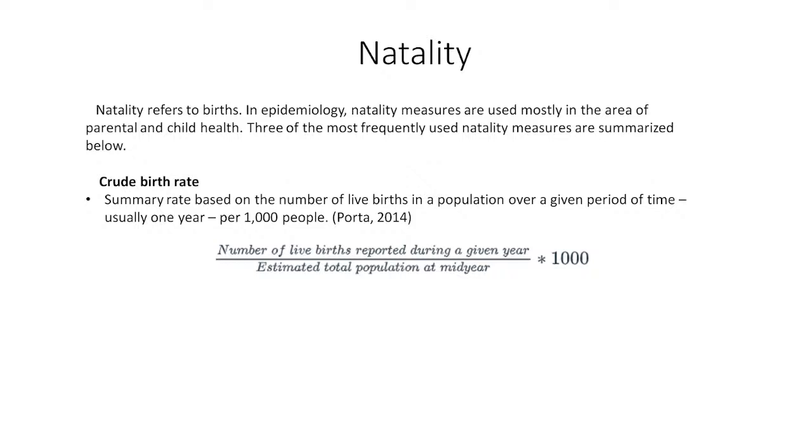Crude birth rate. Summary rate based on the number of live births in a population over a given period of time, usually 1 year per 1,000 people. Crude birth rate is calculated as the number of live births reported during a given year divided by the estimated total population at mid-year, multiplied by 1,000.